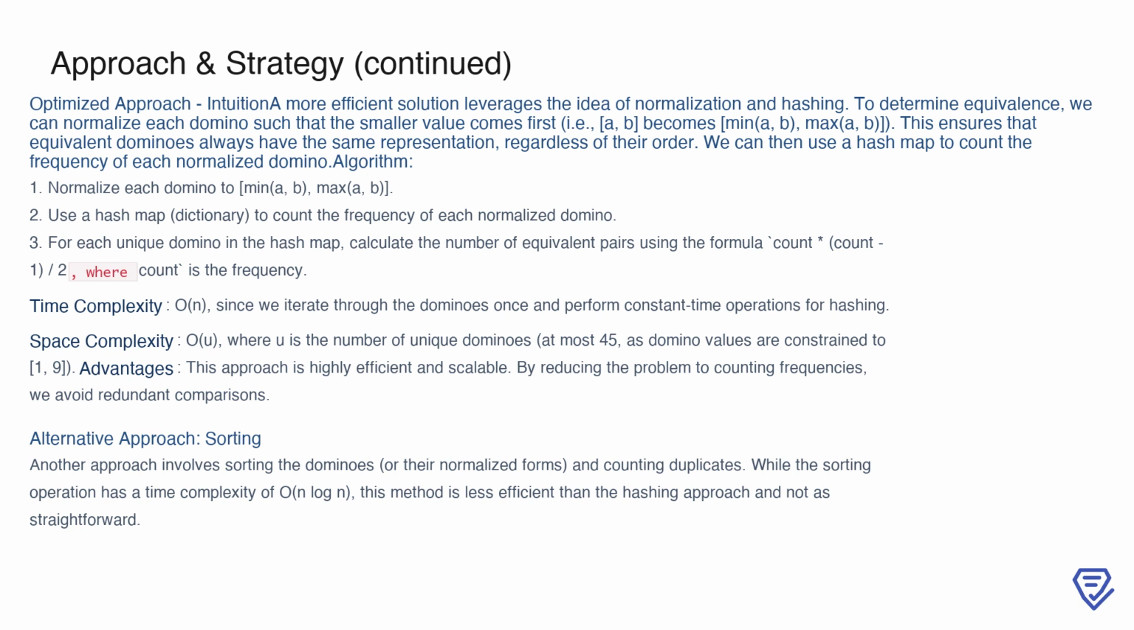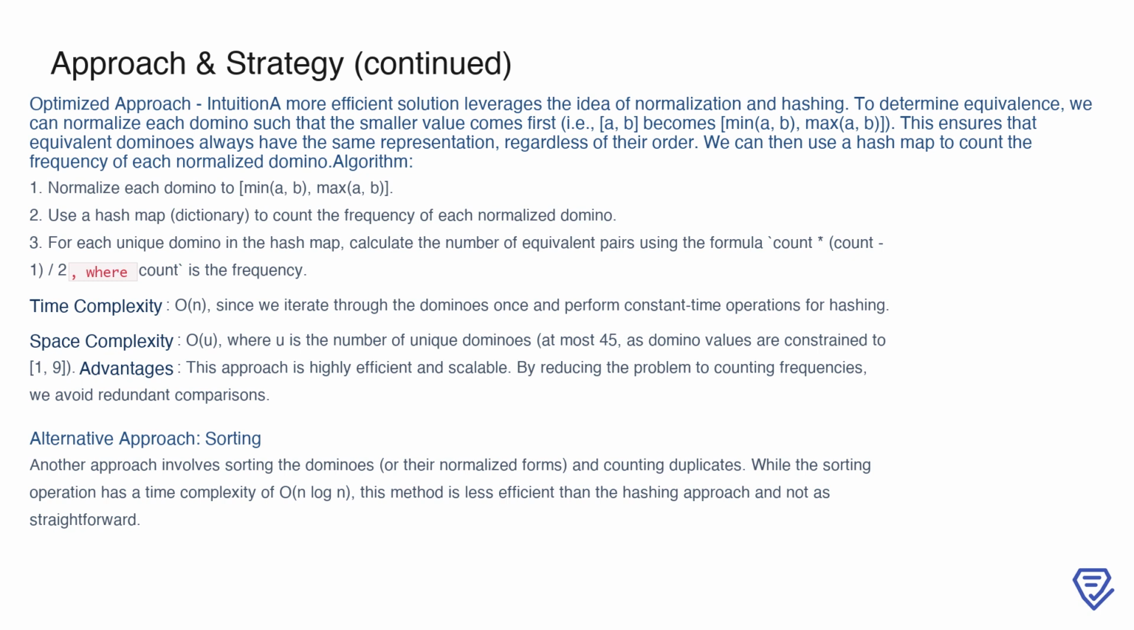By ensuring that the smaller value always comes first, we can normalize dominoes such that [A, B] is transformed into [min(A, B), max(A, B)]. This guarantees that equivalent dominoes will have the same representation regardless of their order. Once normalized, we can use a hash map to efficiently count the frequency of each unique domino.